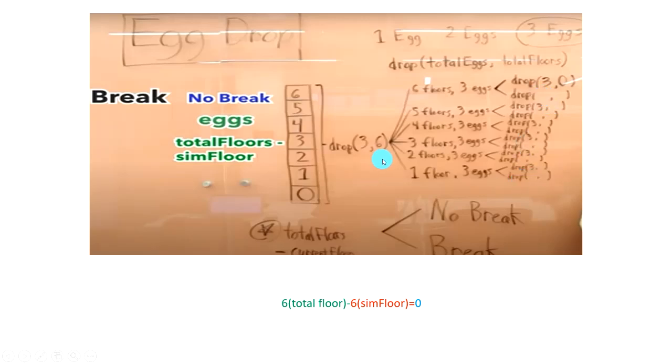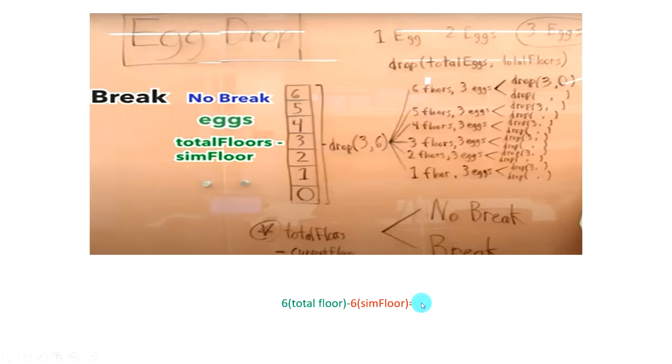So what do we do about the floor? Say for filling the no break case, if we are going to fill the total for the floors, we are going to use the formula total floors minus the simulation floor. Here the total floor is 6. Say if you are dropping it from the 5th floor or the 6th floor, that is going to be the simulation floor that we are talking about. So initially if you are taking 6th as the simulation floor, it's going to be total floors 6 minus the simulation floor 6. 6 minus 6 is 0.